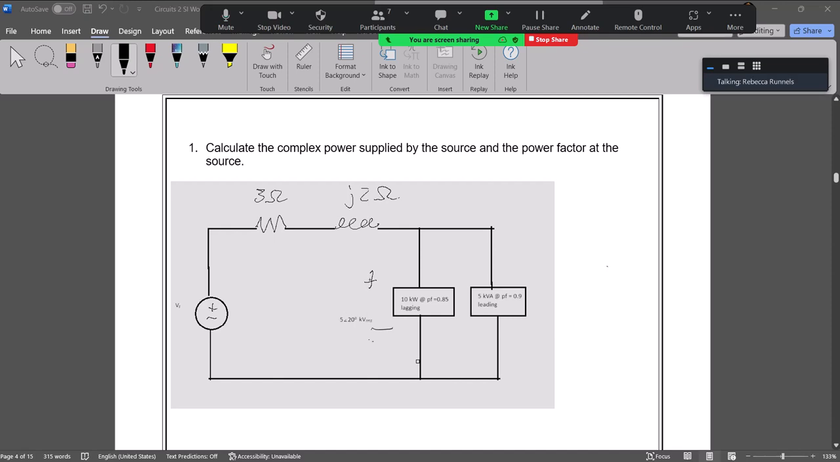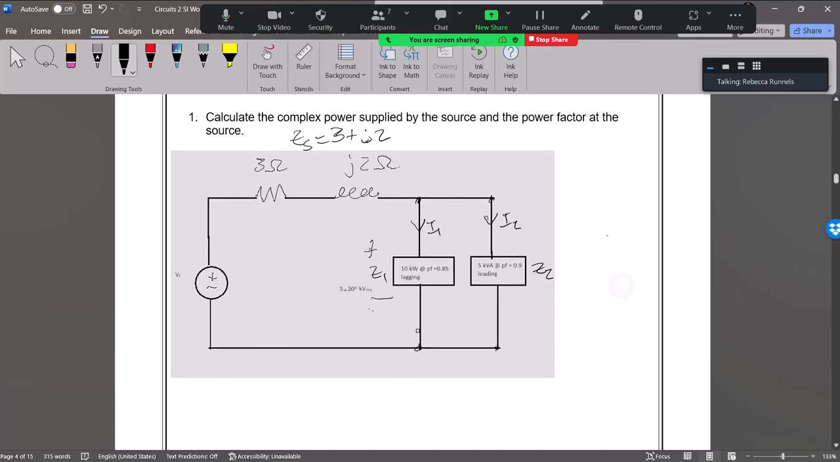So the first thing that I see is that I've got the voltage labeled on both of these impedances: it is 5 angle 20 kilovolts RMS. And so I can use that to find the current through these. So I'm going to call this one I1 and this one I2, and I'll call this Z2, and I'll call this Z1, and I'll call this Z source. So Z source is going to be 3 plus j2.